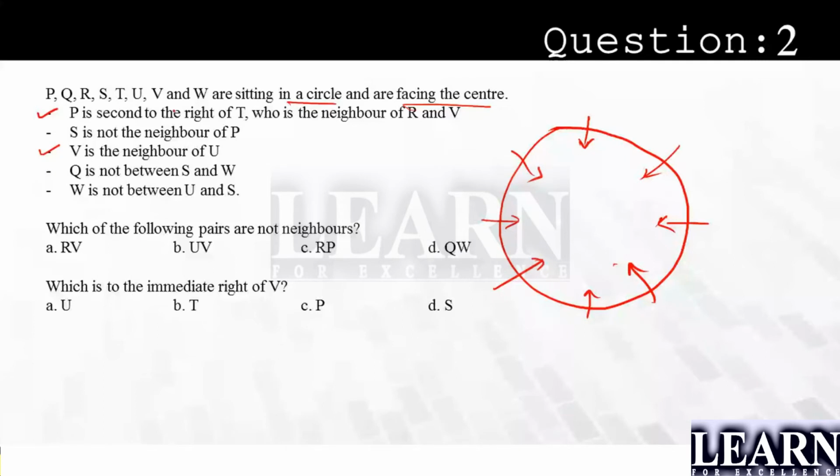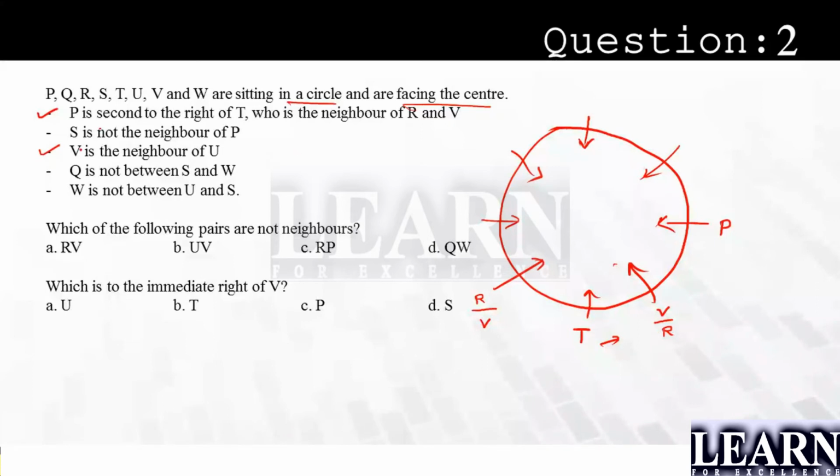P is second to the right of T. I'll take this as T. Right of T is this side. So first to the right, and second to the right, this is going to be P. Second to the right of T, who is the neighbor of R and V. They're telling us the neighbors of T are R and V. So this can be R and this can be V. Yes, it's not fixed. It can be R and it can be V, or V and R. If this is R here, on the other side it will be V. If on the other side it is R, this side will be V.